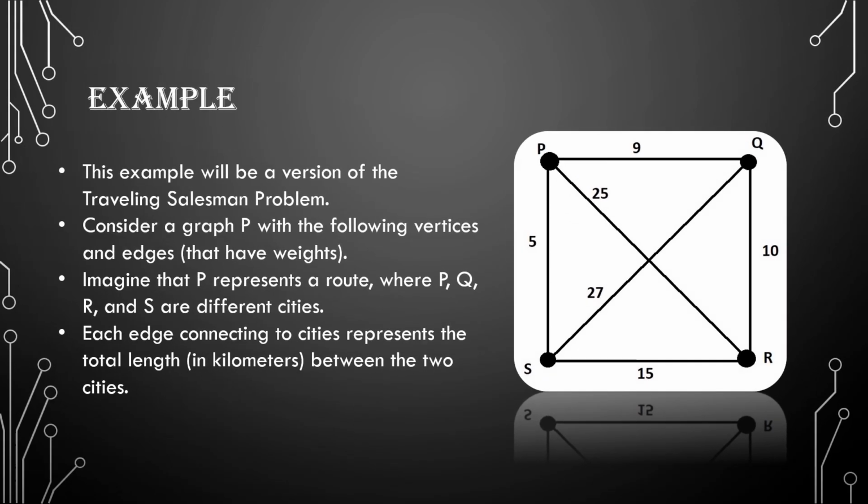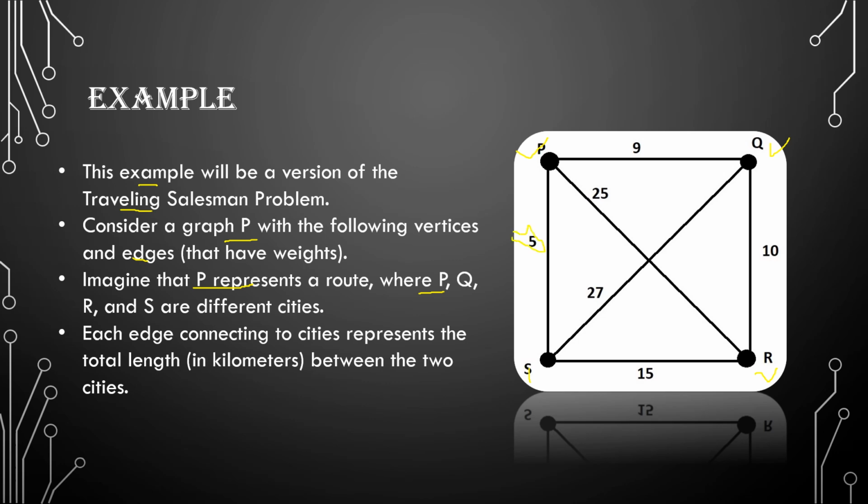Let us move towards the example. This example will be a version of the traveling salesman problem. Consider a graph P with the following vertices and edges. Imagine that P represents a route where P, Q, R, S are different cities. Let us see the figure. P, Q, R, and S are different cities, and each edge connecting two cities represents the total length between them. Suppose we take P and S, the total length between the two cities is 5.